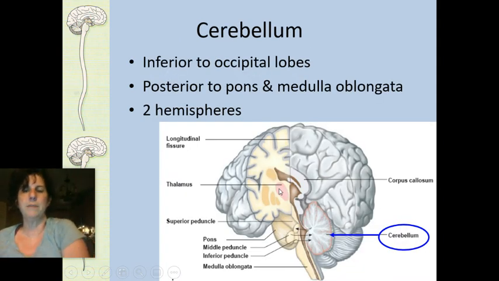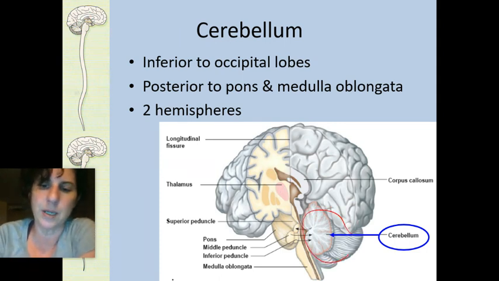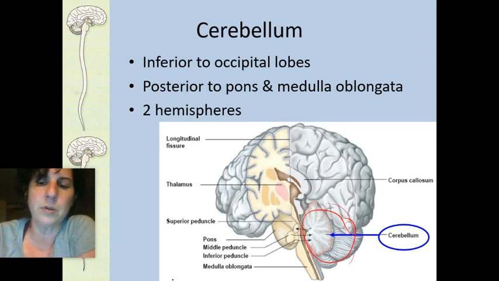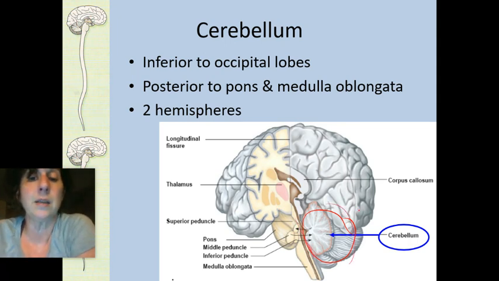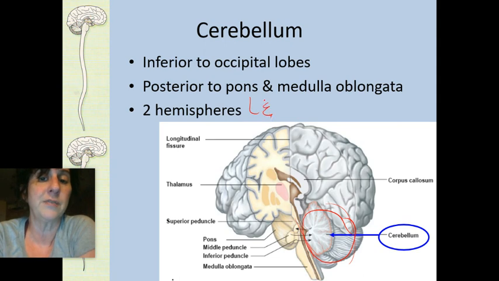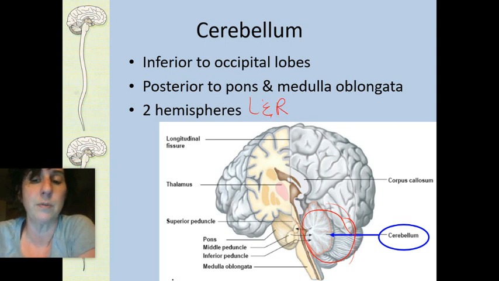All right, cerebellum. The cerebellum is this lower portion right here, separate from the cerebrum, separate from the brainstem. It is its own little separate thing, and like the cerebrum, it does have the two hemispheres. So you do have the left and the right hemisphere, like you would in the cerebrum. So it's divided into the two. It is behind, posterior to the medulla oblongata and this pons in here.